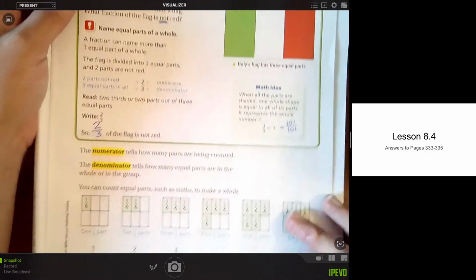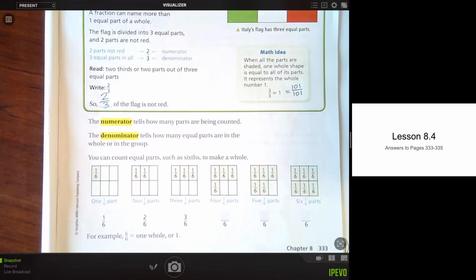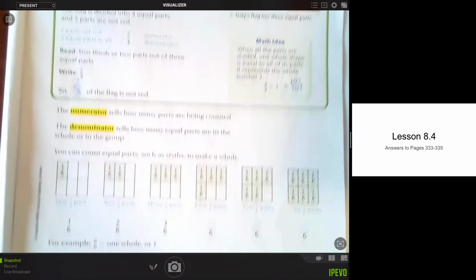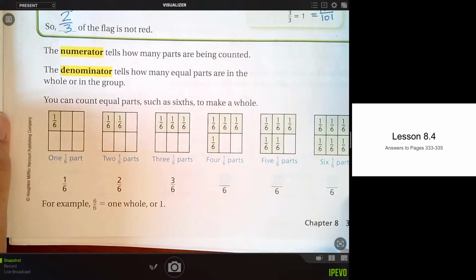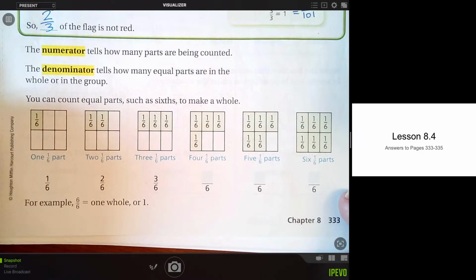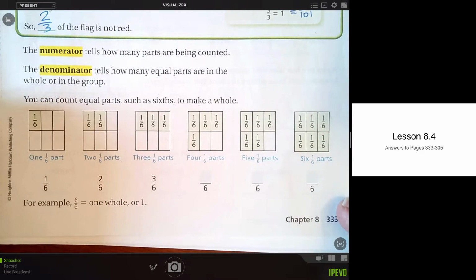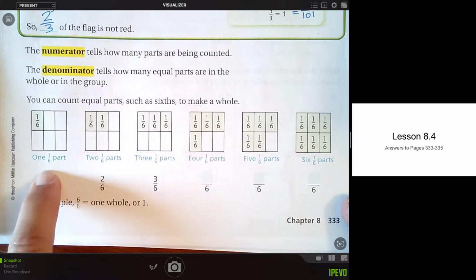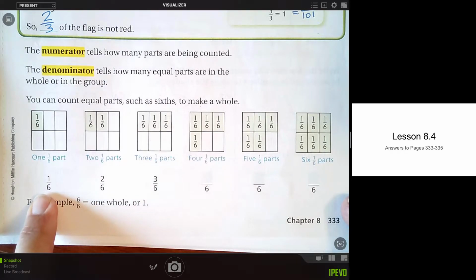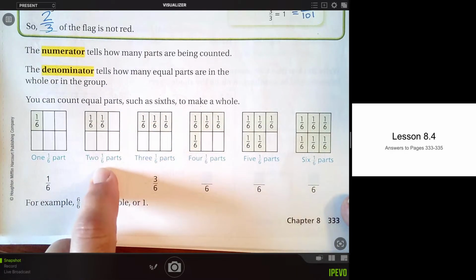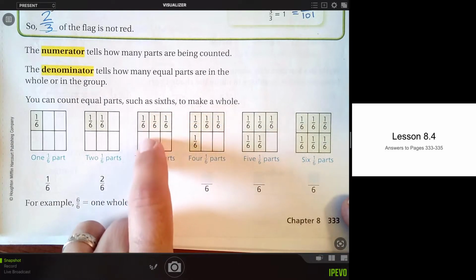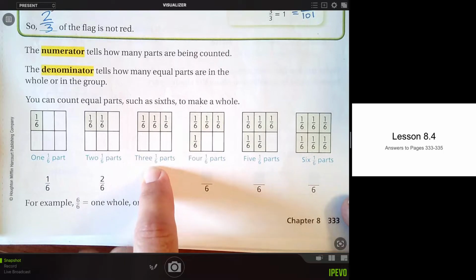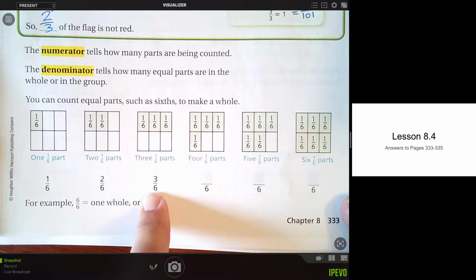All right, we've got some vocabulary here. The numerator tells how many parts are being counted. The denominator tells how many equal parts are in the whole or in the group. Now you can count equal parts such as 6 to make a whole. 1 part, 1/6. We write 1/6. 2 parts, 2 1/6 parts are 2/6. 3 parts, 3 1/6 parts is 3/6.